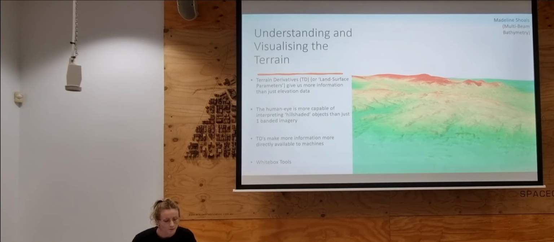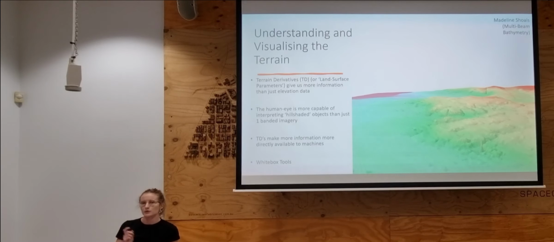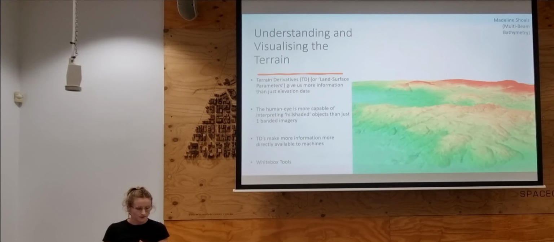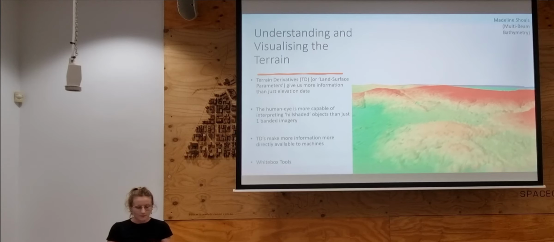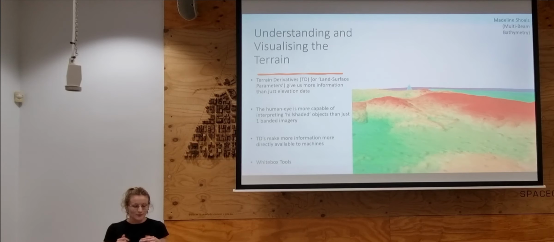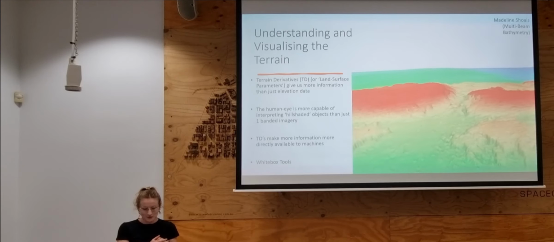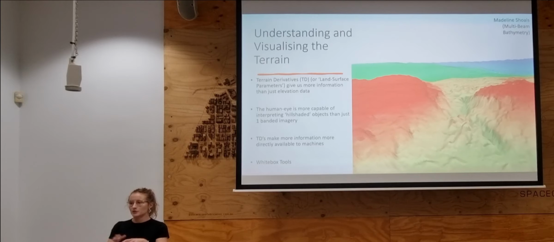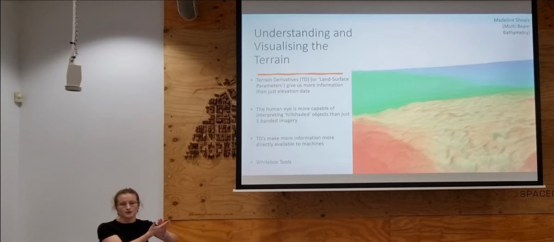So we found that using a lot of terrain derivatives, so anything like aspect, slope, topographic position index, any relative position indexes, that sort of thing, are really good at drawing out the features. The human eye is also way more capable of interpreting hill-shaded objects than just your one-banded imagery. And machines are the same. They can draw way more information out of a terrain derivative, even if you just give it a few different ones, than it would off just an elevation one.